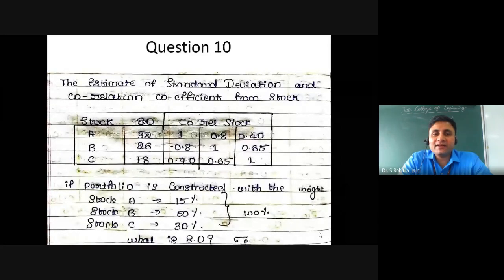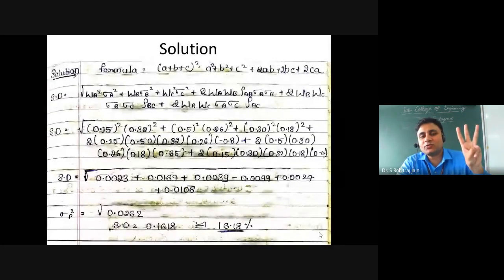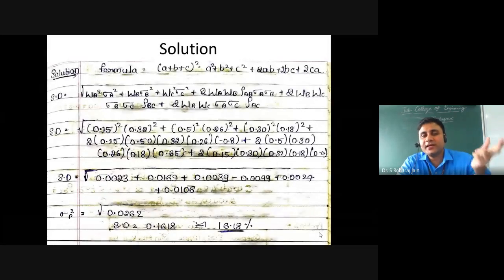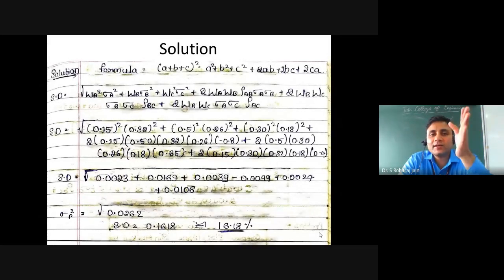If they give 3 securities, please understand, students. Earlier we solved only 2 securities, right? The variance was WA square into sigma A square plus WB square into sigma B square plus 2 into WA, the weight of security A, WB, the weight of security B, then standard deviation of security A, standard deviation of security B, into the correlation coefficient of A and B. But here in this problem, how many securities have they given? 3 securities. So I have to take into consideration all the 3 securities.